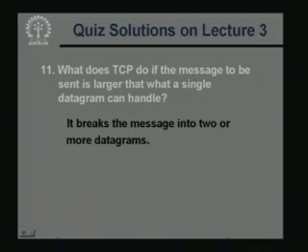What does TCP do if the message to be sent is larger than what a single datagram can handle? Obviously, the TCP layer will be breaking up the message into smaller packets and sending them to the IP layer for transport. It will be breaking the message into smaller packets or datagrams.